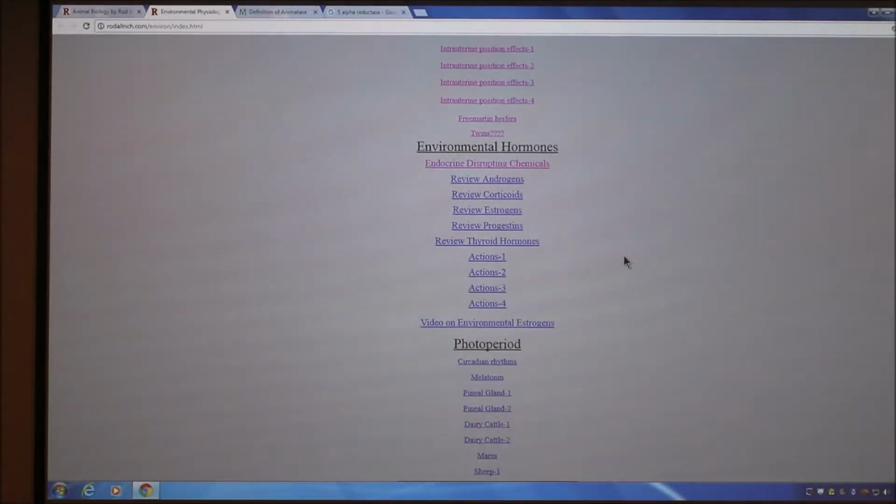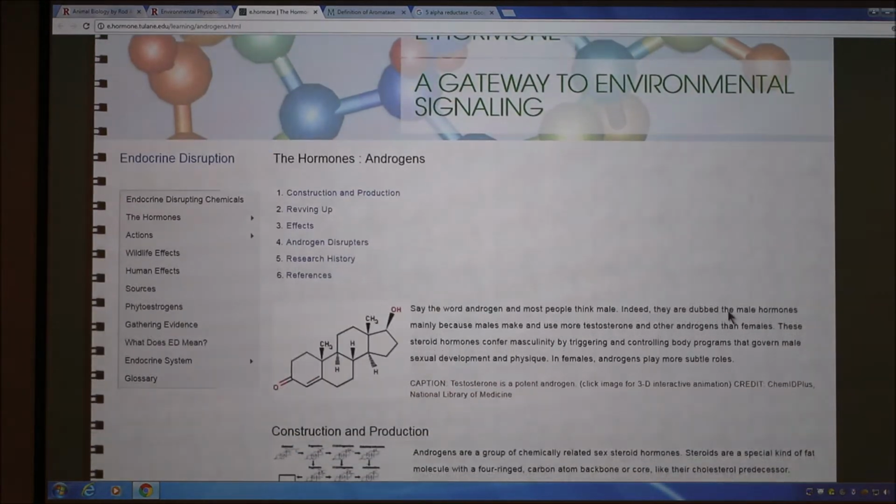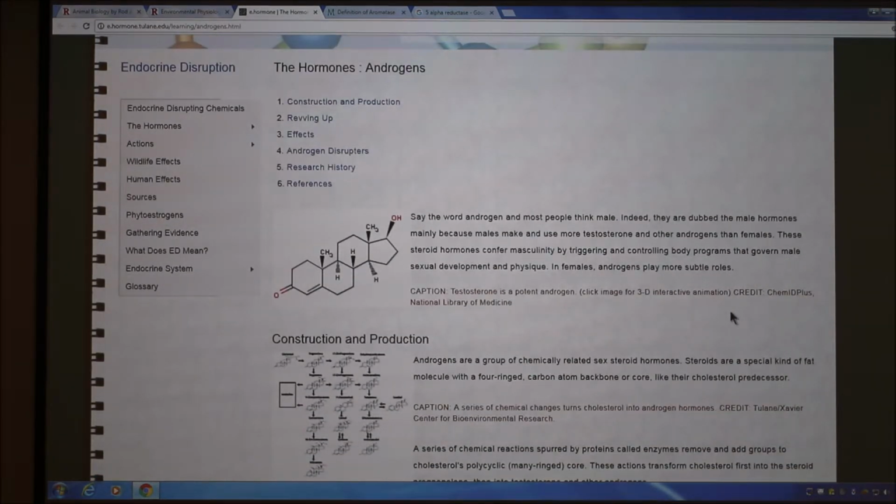The next 4 links are a review of hormones. Sorry, I'm getting my coffee going. So this one is talking about androgens. So what are androgens? That's the family name of a bunch of compounds. So it's like the Johnsons.